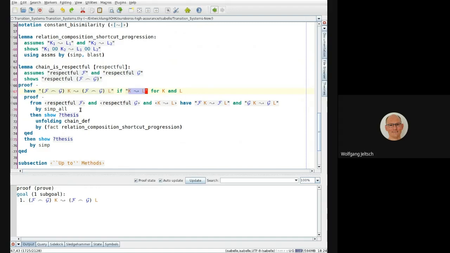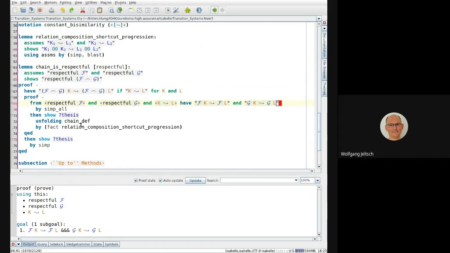And then we can just say, okay, from the fact that F and G are respectful, which are our assumptions in this lemma, and the fact that K shortcut progresses to L, which is our assumption here in this local statement, we have that this shortcut FK shortcut progresses to FL, and likewise for the G.